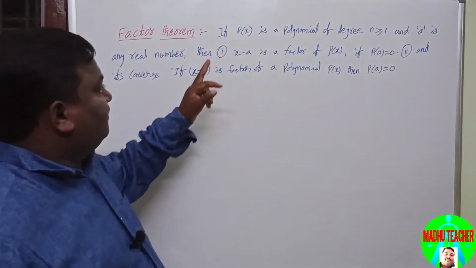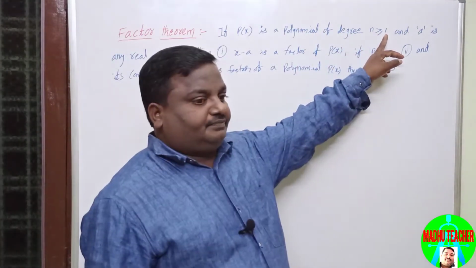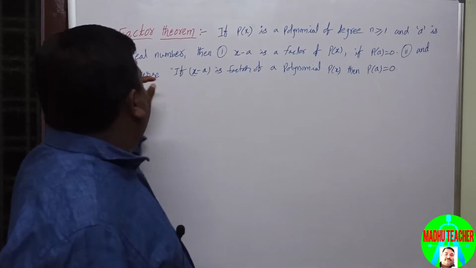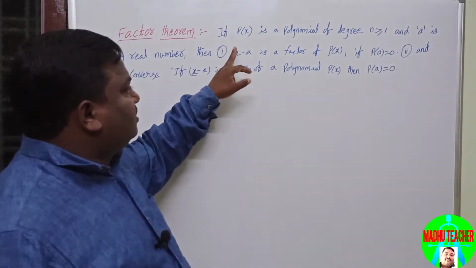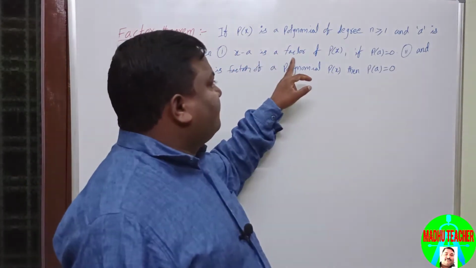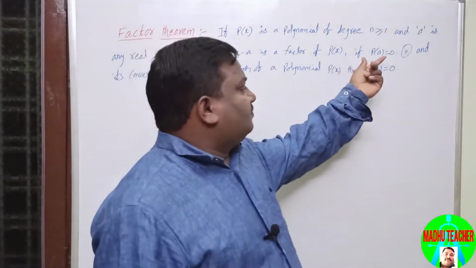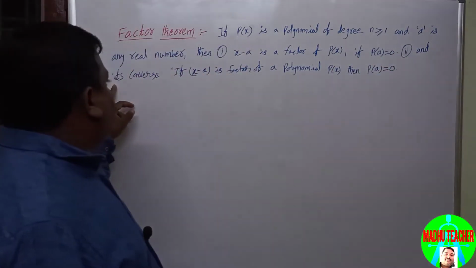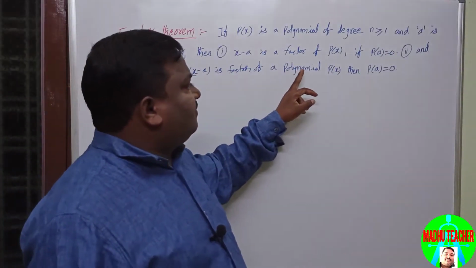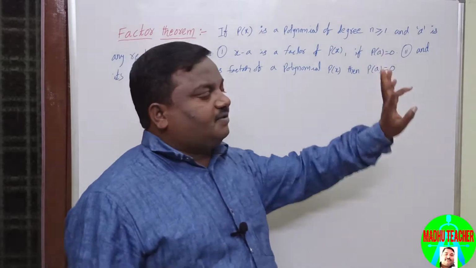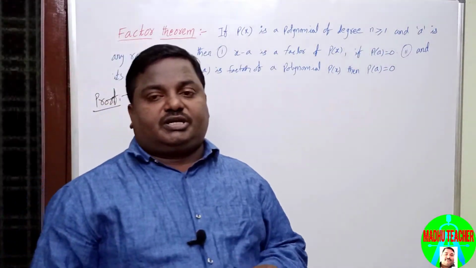Factor theorem. If p of x is a polynomial of degree n greater than or equal to 1 and a is any real number, then the first one is x minus a is a factor of p of x if p of a equal to 0. Second one, and it converts, if x minus a is a factor of a polynomial p of x, then p of a equal to 0. To prove this theorem, we use the remainder theorem.